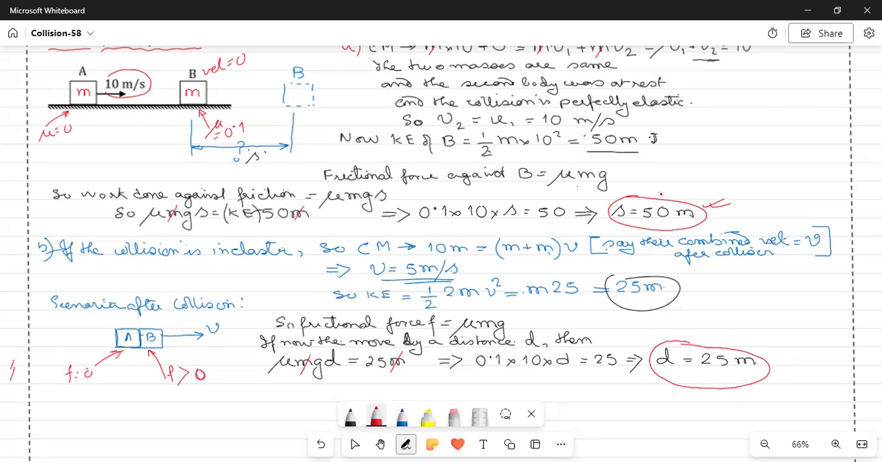So in the inelastic condition, they together move by 25 meters. And in case of the elastic condition, body A just stops at the collision and body B moves by 50 meters. So this was the solution of this particular problem. Now we shall go to the next problem.